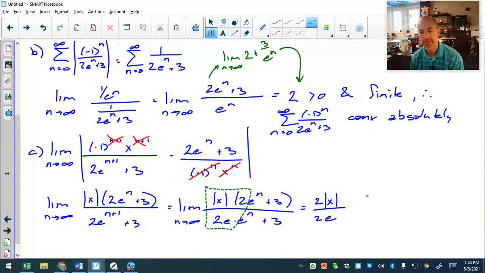2e. We need that to be less than 1 for the ratio test to show convergence, which is going to be when absolute x is less than e, and they are asking only for the radius, not necessarily the interval. So the radius of convergence is e.